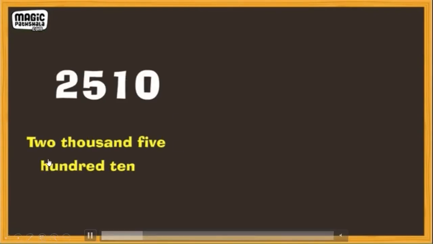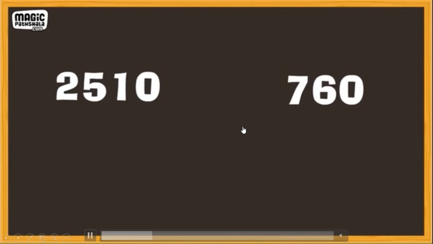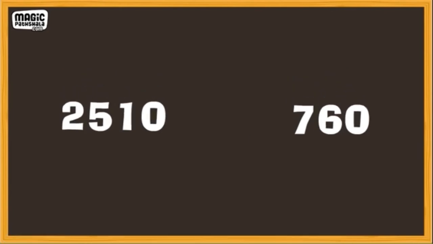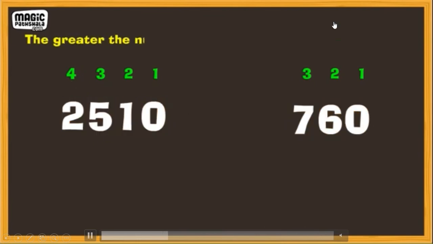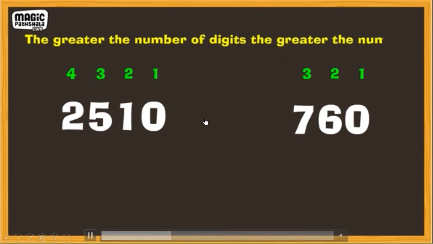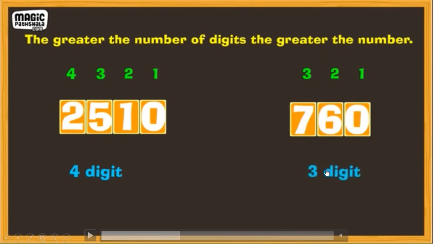Like we said before, the first one was 2,510 and the second one 760. We need to know which is greater. First of all, let's count the digits. The first one has 4 digits and the second one 3 digits. So what do you think? The greater the number of digits, the greater the number. Of course, 4 digits is greater than 3 digits.